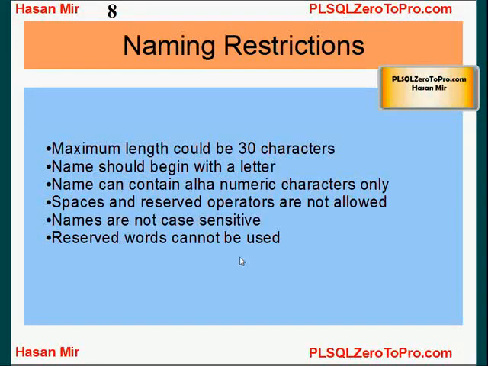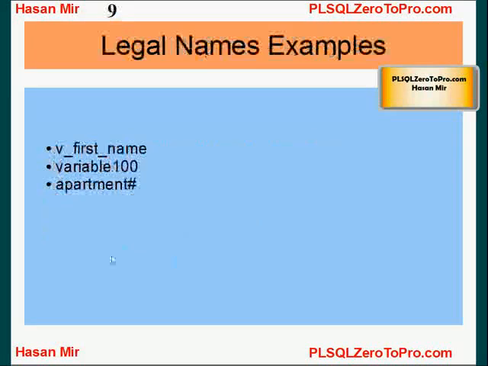That's why I always prefix my variable name with v underscore to avoid all these problems. Here are a few examples. The legal variable name, v underscore first name. This is what I prefer, and this is the normal convention used by most programmers. Just put v underscore and then the variable name.